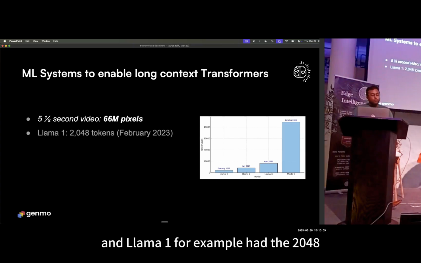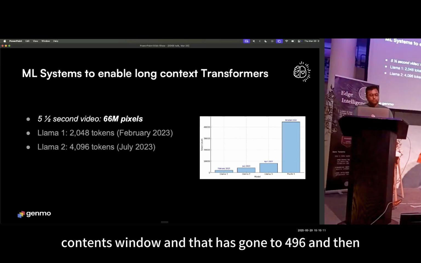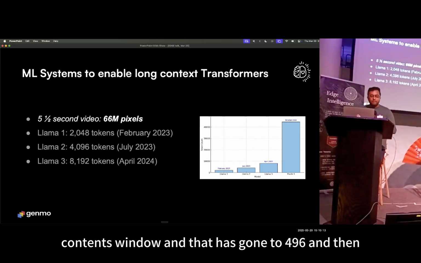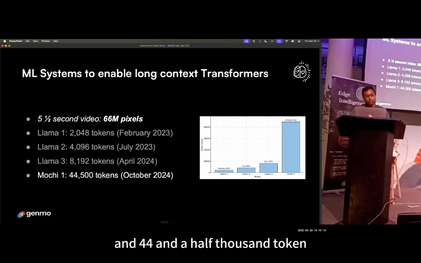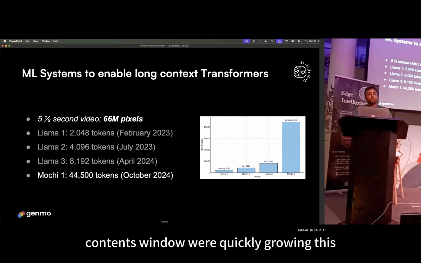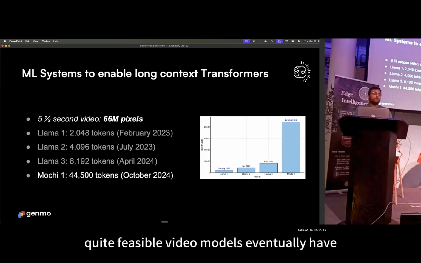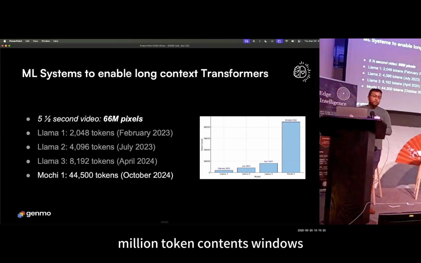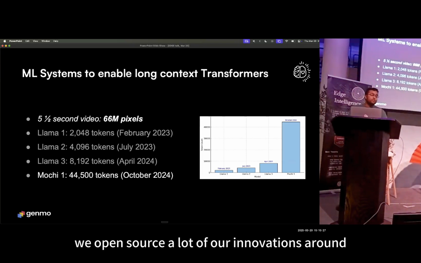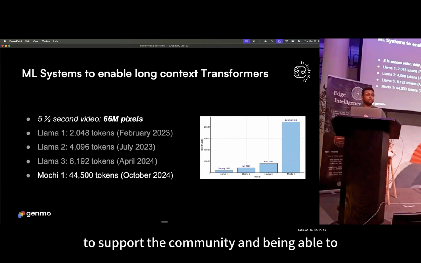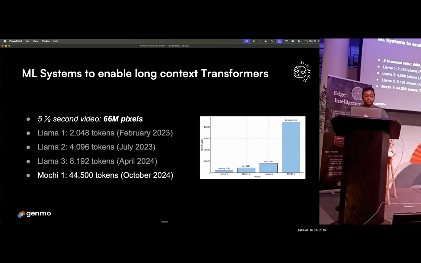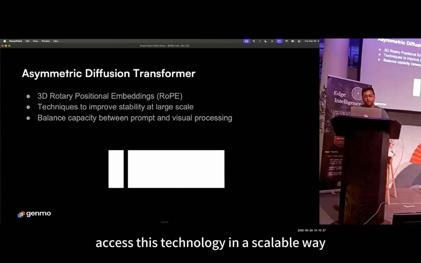Llama 1, for example, had a 2048 context window, and that has gone to 4096 and then 8K. But Mochi operates today at a 44,500 token context window. We're quickly growing this. And so I think it's quite feasible that video models eventually have million token context windows. We open sourced a lot of our innovations around how to perform long context inference to support the community and let them access this technology in a scalable way.